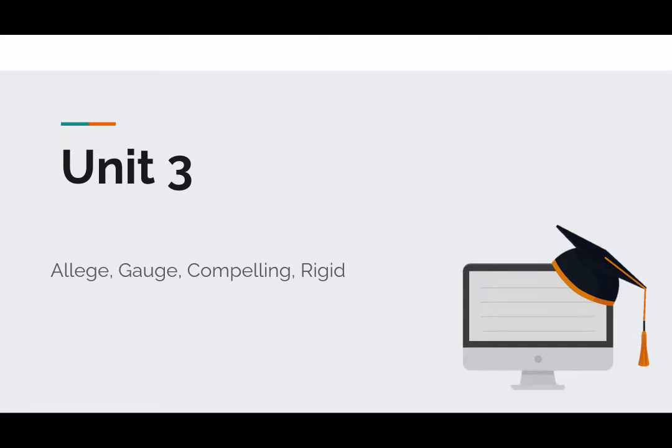So this is Unit 3. Today we're going to talk about 4 academic vocabularies. They are alert, gauge, compelling, and rigid. Let's start with the first vocabulary.